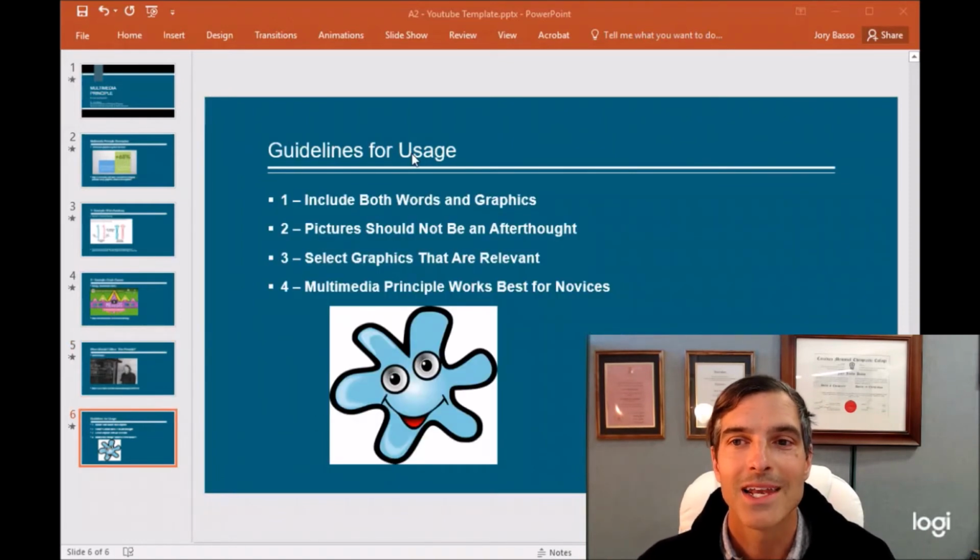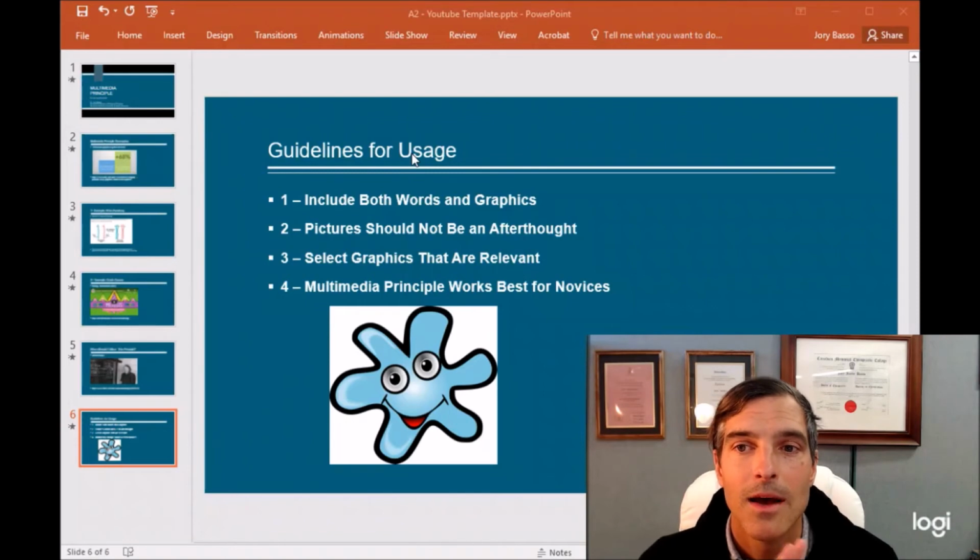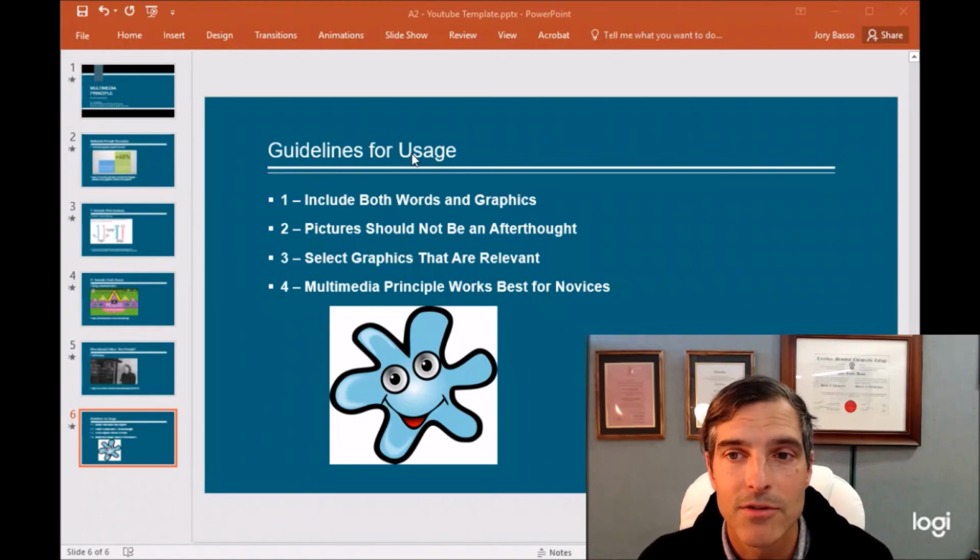Here we have guidelines for usage. So obviously you want to include both words and graphics. Number 2, pictures should not be an afterthought. You shouldn't just put a picture for the sake of putting a picture. It has to be relevant to the material that you're covering.